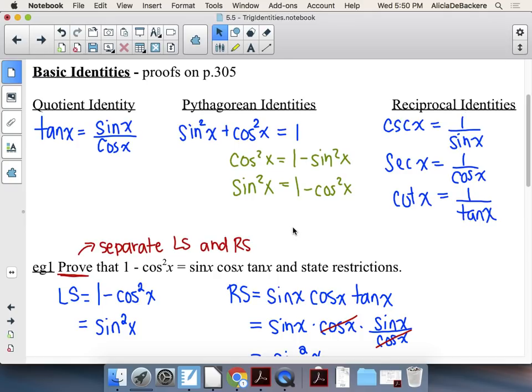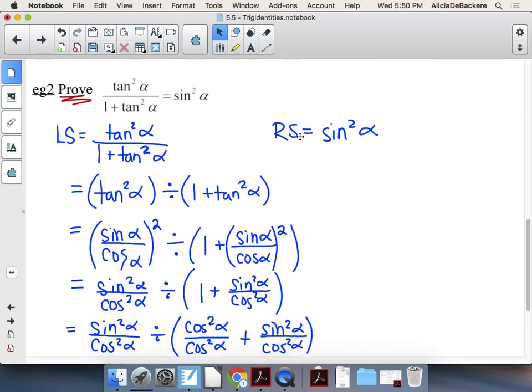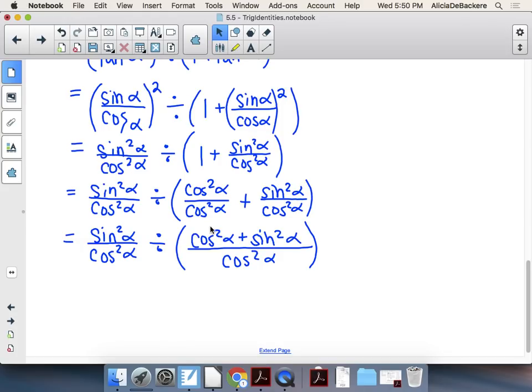So what I'm noticing here is sine squared plus cos squared equals 1. And down here at the bottom of our question, we have cos squared plus sine squared. But that's the same, right, as sine squared plus cos squared. You can rearrange that, and the order doesn't matter when we add. So this numerator is equal to 1. And I can replace that. So I've got sine squared alpha over cos squared alpha.